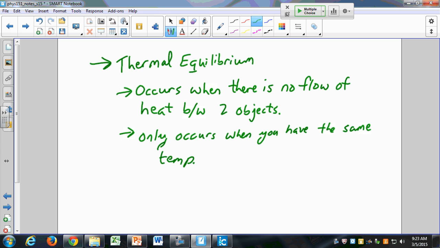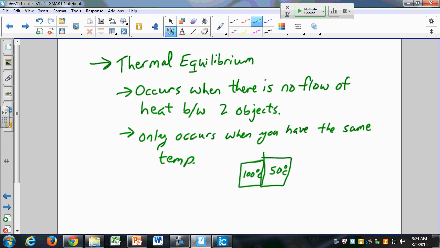So for example, if I have two objects here, one is at 100 degrees Celsius, and then one is at, say, 50 degrees Celsius, there will be a transfer of energy from one to the other. In which direction will the flow of energy go? Will it go from left to right or right to left? Left to right, right? My energy is always going to flow from the higher temperature to the lower temperature.